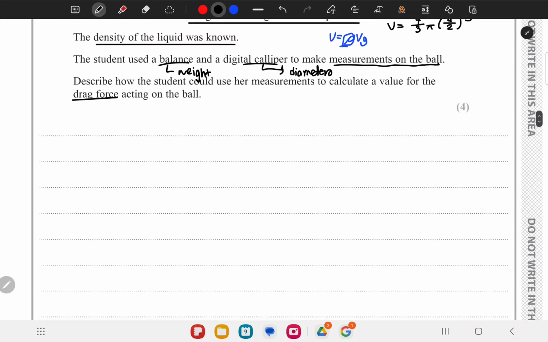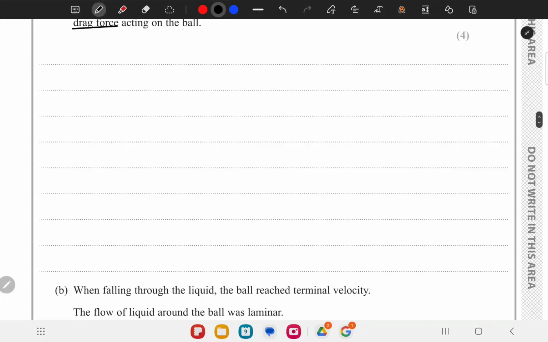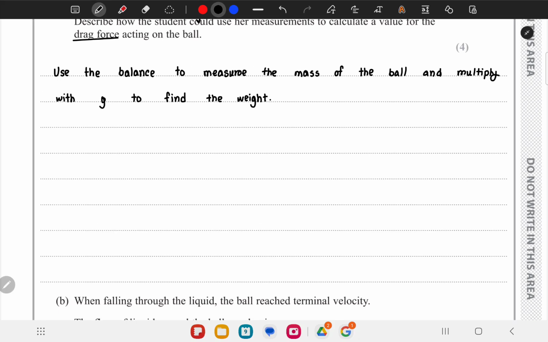So if I structure my answer, I'll begin by writing how I calculate g, and then measure the diameter to find the volume, and then how I use the volume to find the upthrust, and then finally, as I have the weight and upthrust, I calculate the value of the drag force. So this is the first line where we talk about the mass and weight.